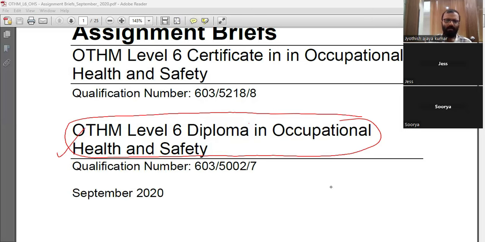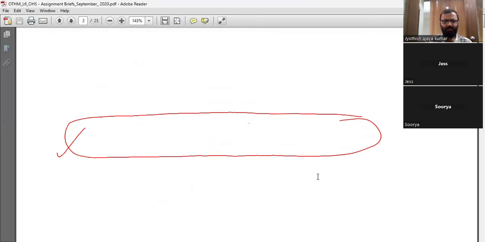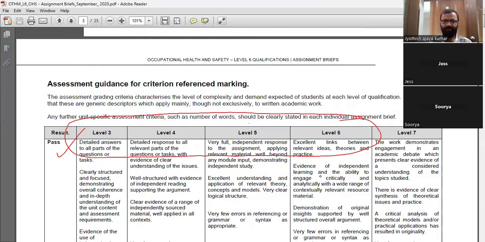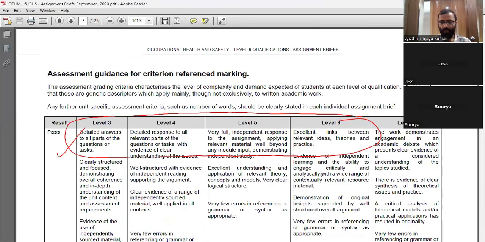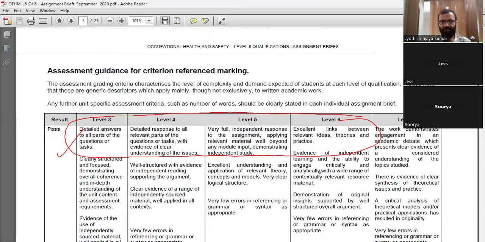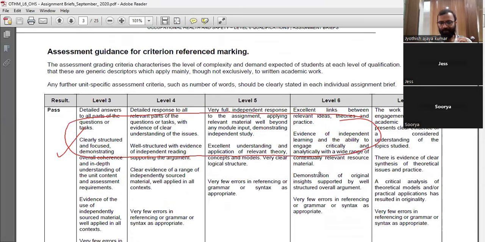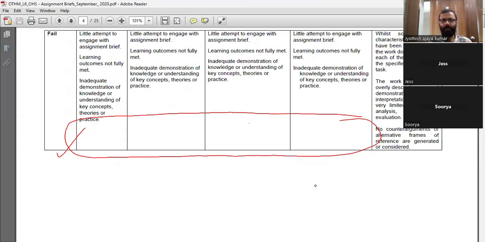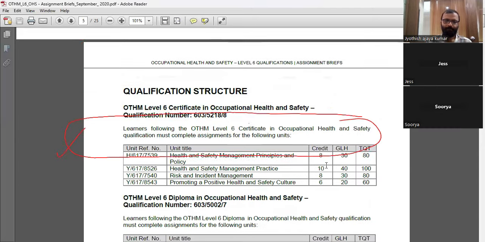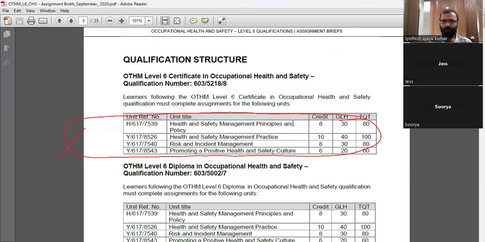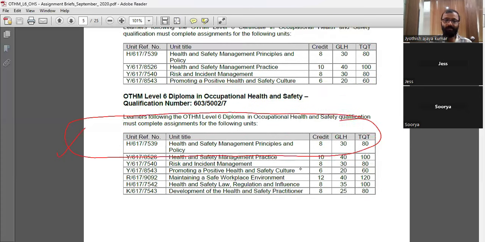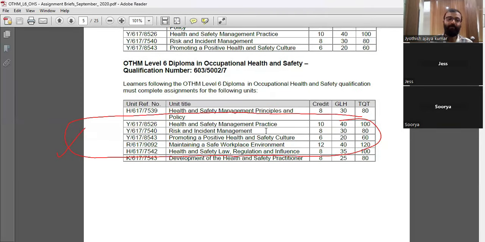This OTHM level 6 in occupational health and safety. See, these are the levels which we were discussing. Each level has different criteria. So the level 6 certificate has only 4 papers, but the level 6 diploma has 7 units to submit.